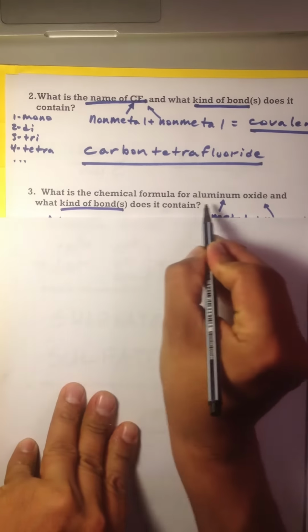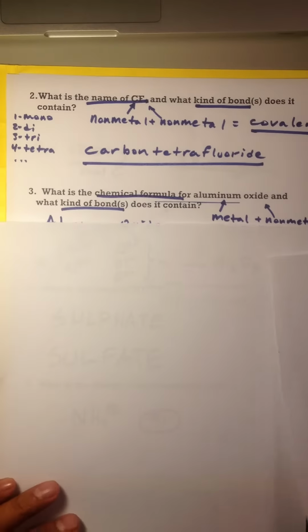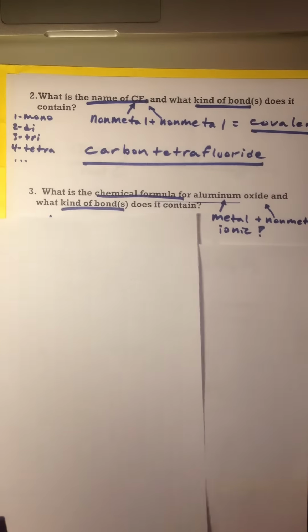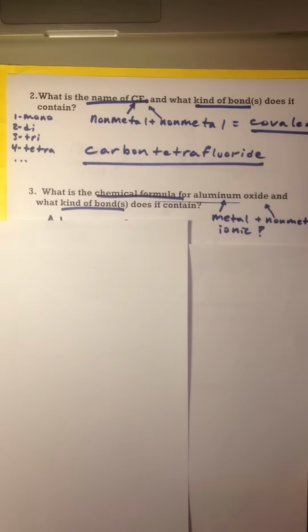So, kind of bond. And now this one's asking for the chemical formula for aluminum oxide. So let's write it out. We know that we have a metal and a nonmetal. So what kind of bond is that? It's ionic. Yep. So with ions, they balance each other out. So you just got to name the ions.